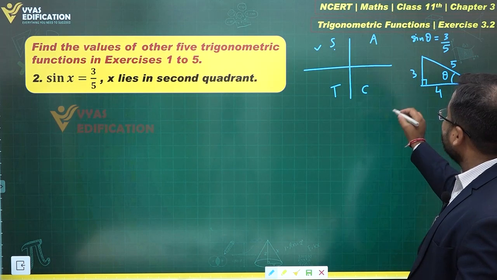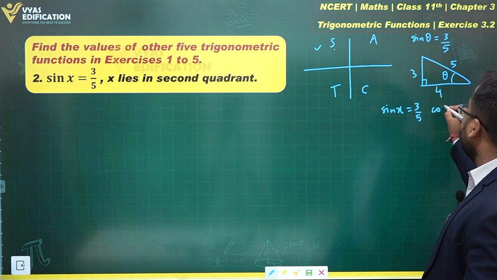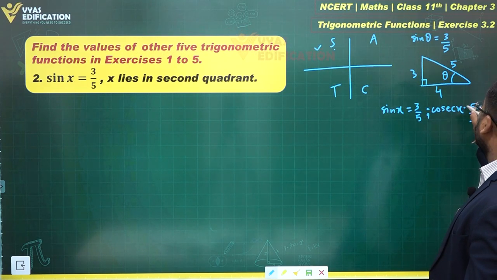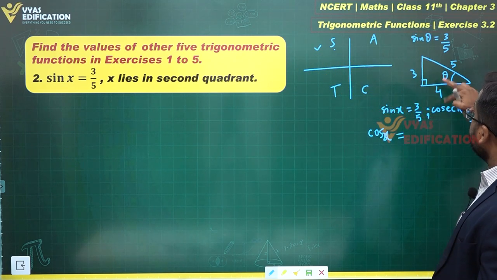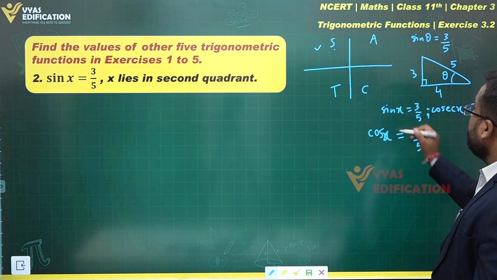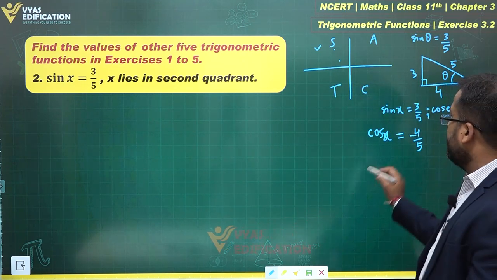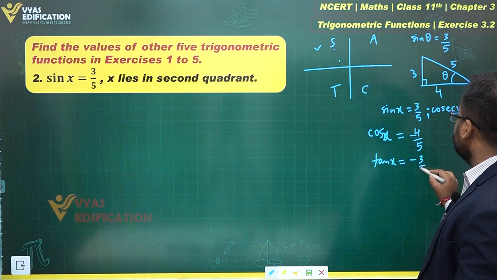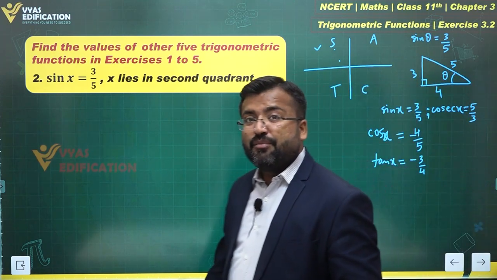Okay. So sine x is something which we already know. Sine x is 3 by 5. Cosec x would be 5 by 3. Cos x can be found as 4 by 5, but since x is lying in the second quadrant, this will be minus 4 by 5. Similarly, tan x would be 3 by 4, but with a minus. Reciprocal sec x and cot x can easily be found. This is the simpler, shorter approach.